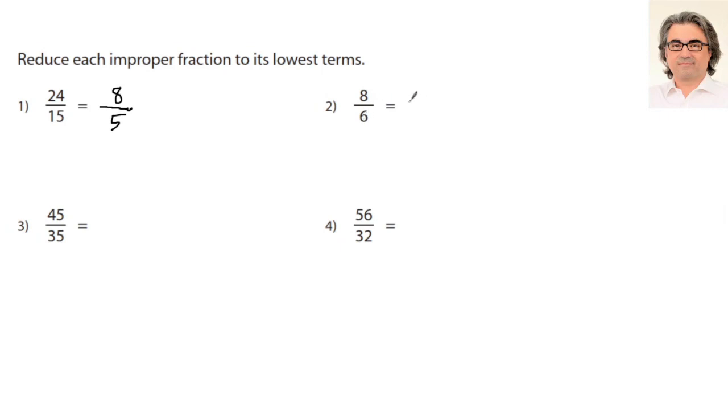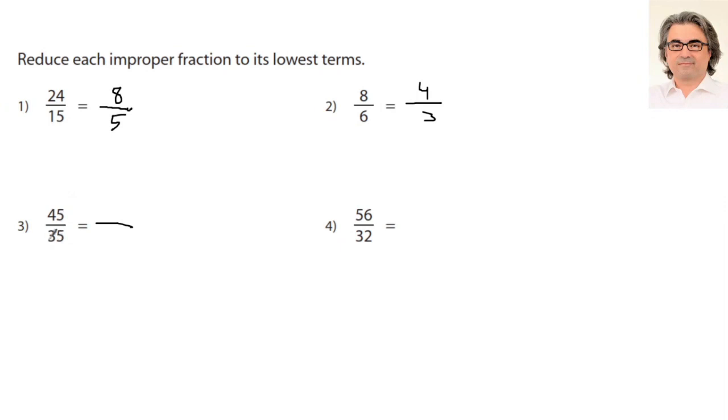What about 8 and 6? 8 over 6. If you divide by 2, you will get 4 for 8, and if you divide by 2, you will get 3 for 6. So 4 over 3 is the simplest form of this fraction. Now let's continue with the next one.